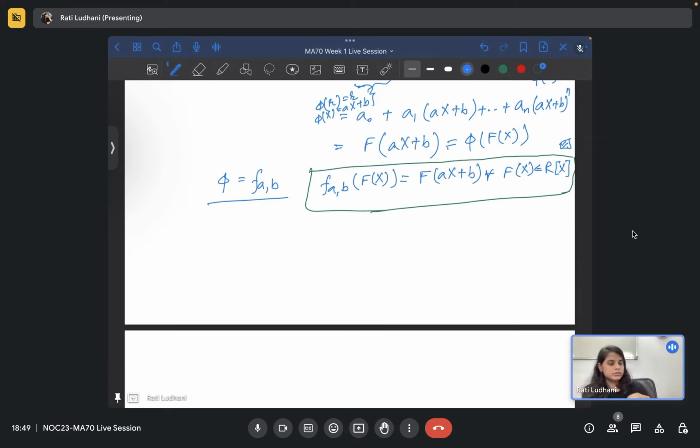Right. So now let's see what this says next. Let's fix two more elements, a dash and b dash, belonging to R. So these four elements we have. Fix these elements. Then it has been asked, what is f_{a,b} composition with f_{a',b'}?